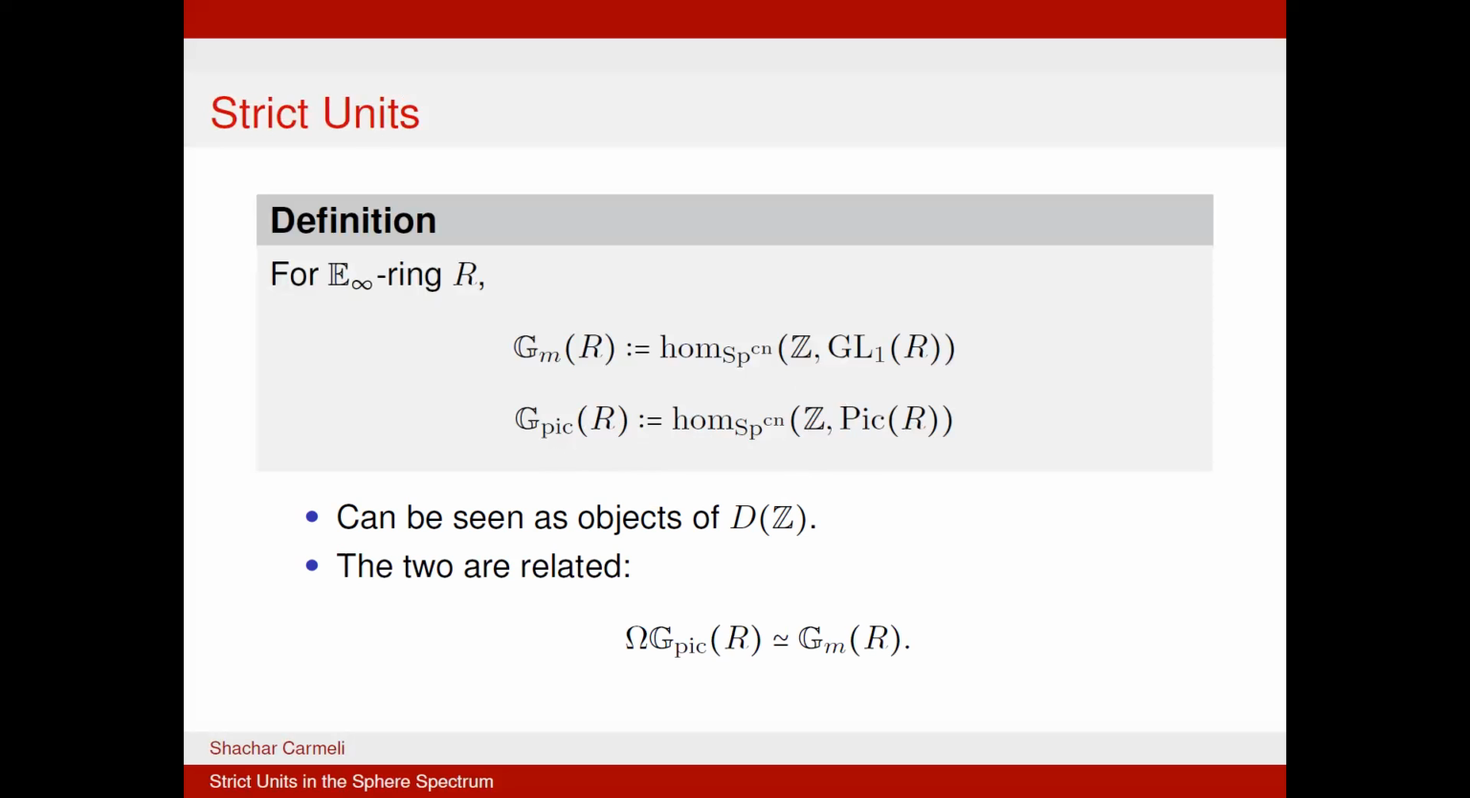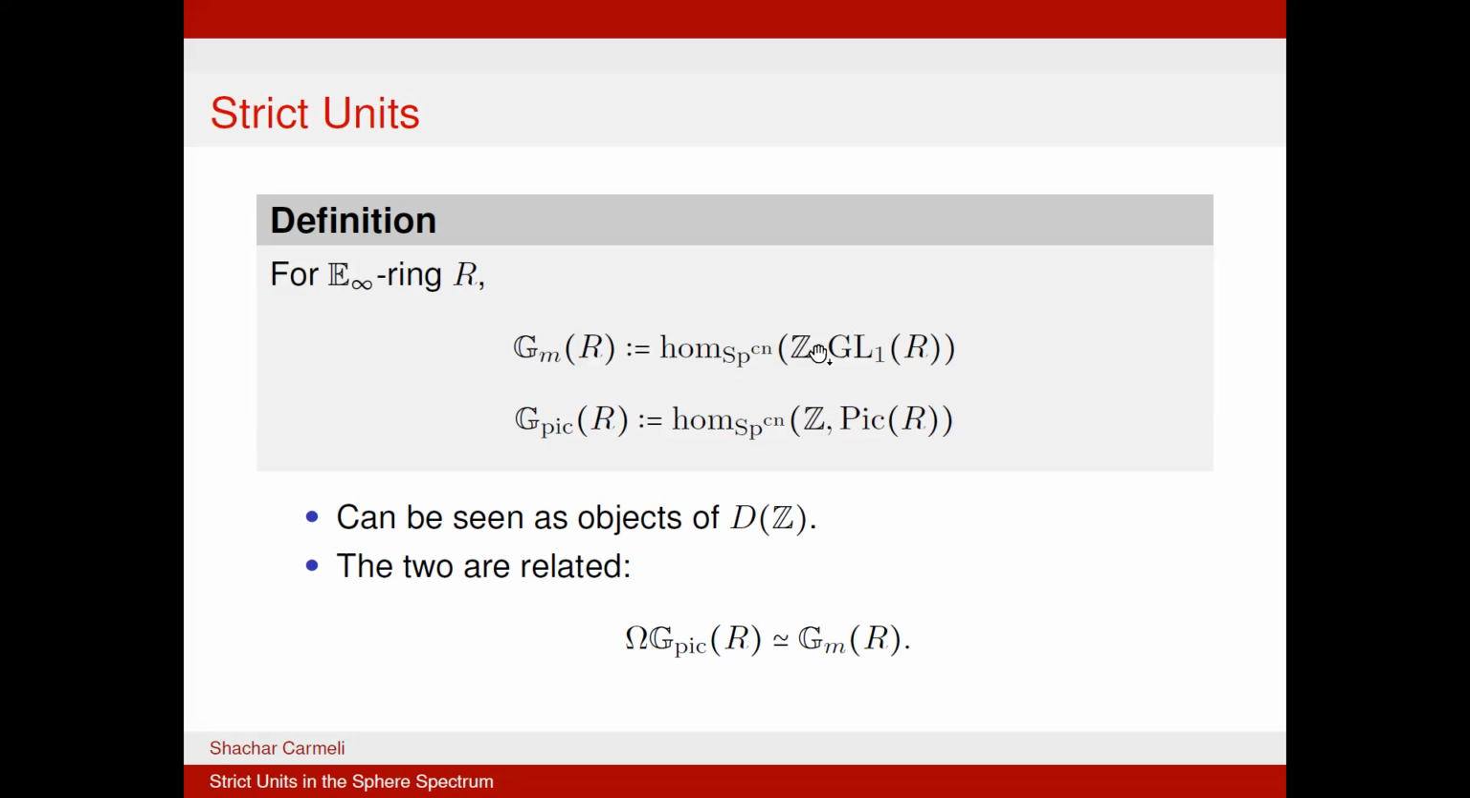And because this is a right adjoint, it preserves loops. So it's still true that loops of the strict Picard spectrum is GM. And those invariants are very interesting for us to study because they cut out some very distinguished piece of the Picard spectrum and GL1.